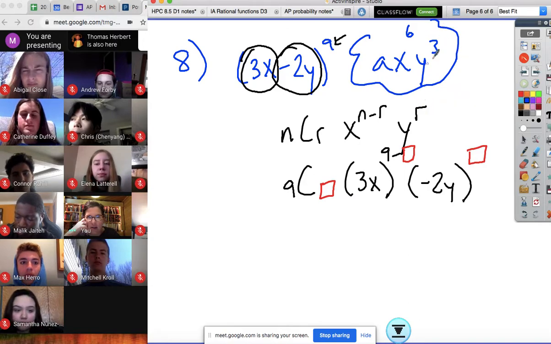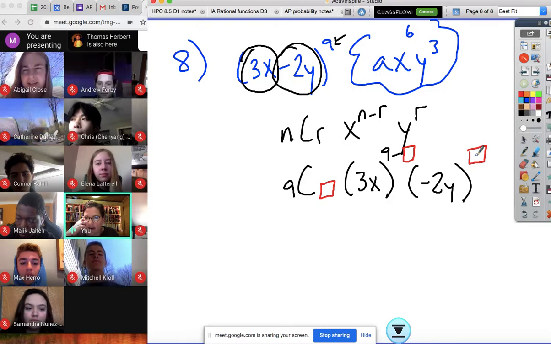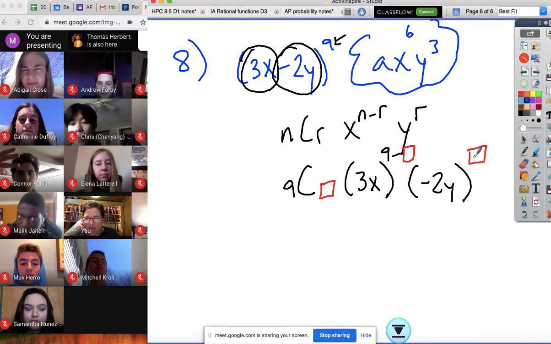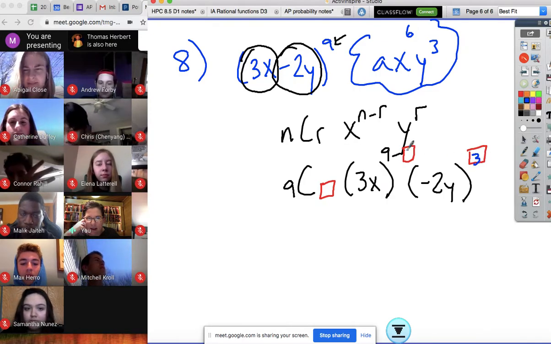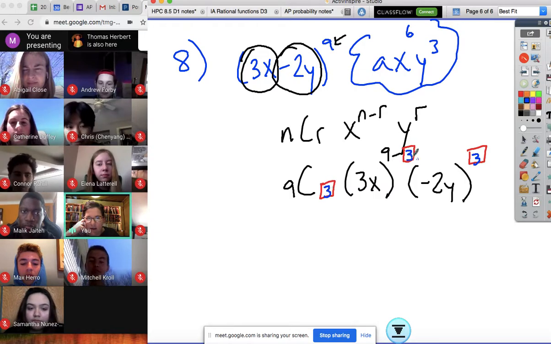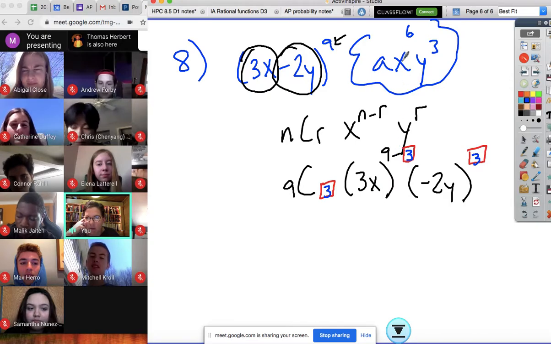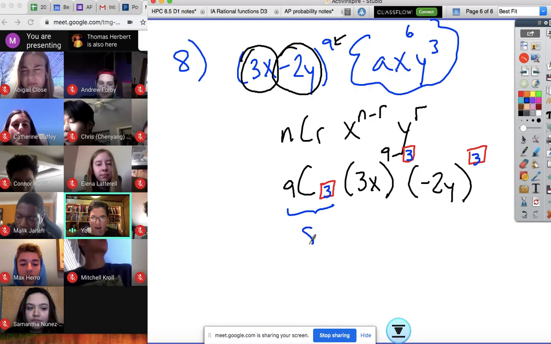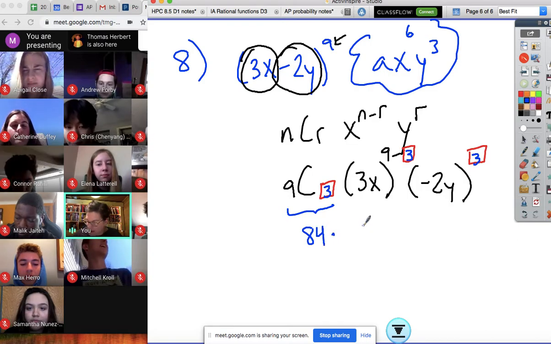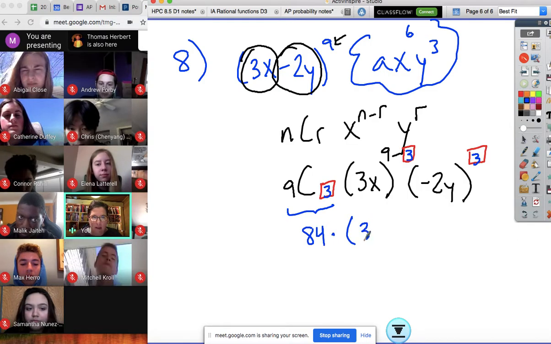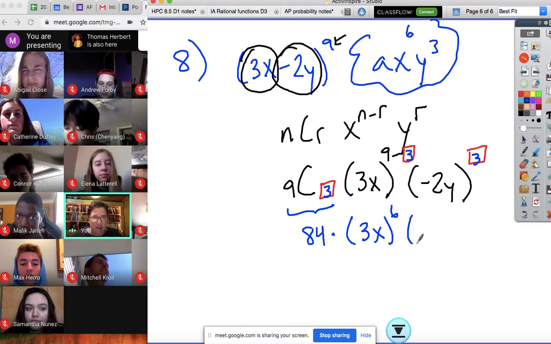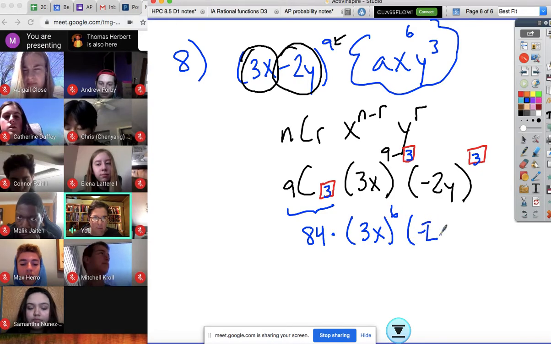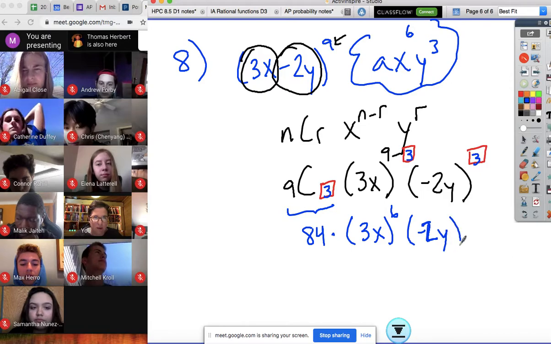Okay, so the clue is I'm supposed to have a y to the 3rd. So what's going to go in this box? Yep, a 3. And if there's a 3 here and a 3 here, well, 9 minus 3 is 6. I will get an x to the 6th, which I'm supposed to have. So now you just go to your calculator. 9 choose 3. You're going to get an 84. But here's where you need to be careful. This is a 3x to the 6th and a negative 2y to the 3rd.